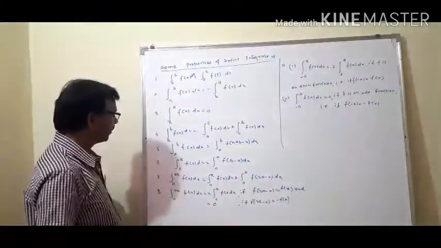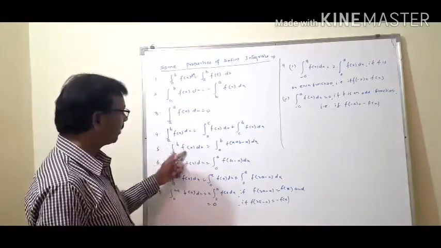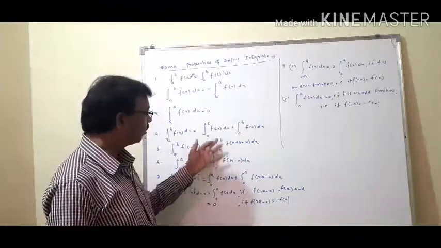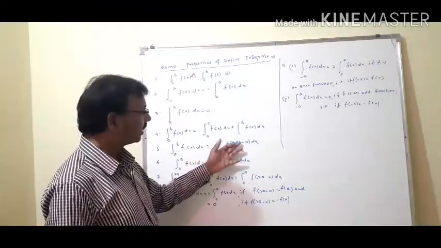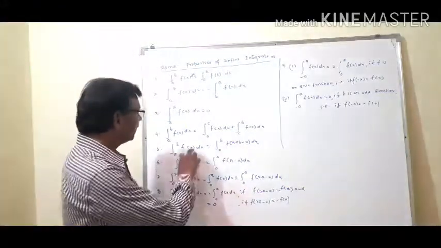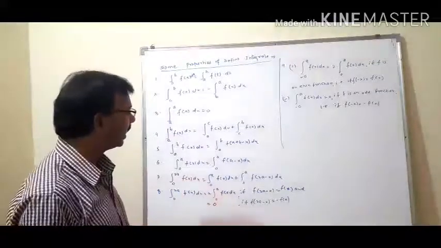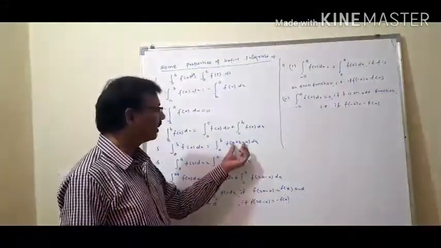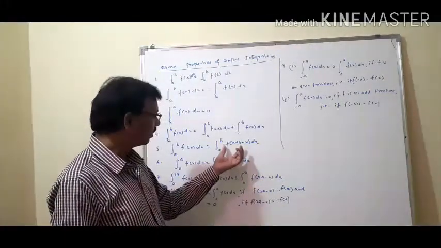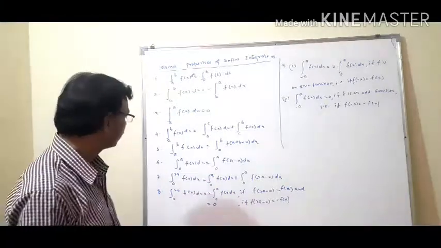Now the fifth property is the integration from a to b of f of x dx equal to the integration from a to b of f of a plus b minus x dx. That means in this type of question, first we add both limits and subtract x from that sum of both limits, and due to this our question will be easier.